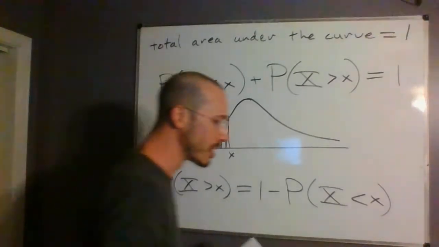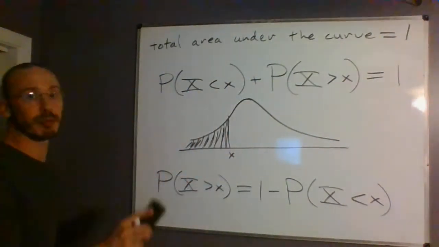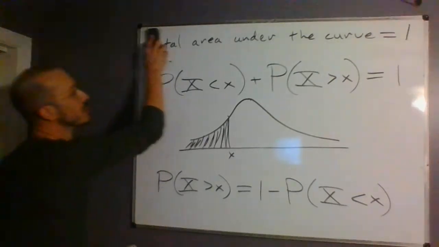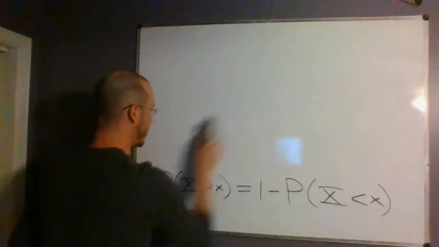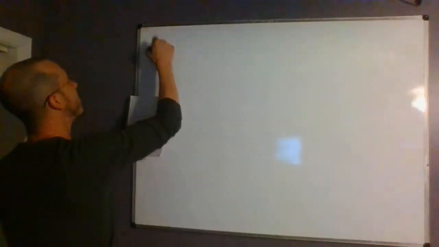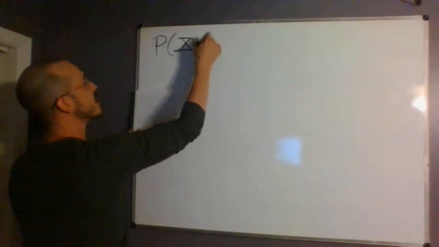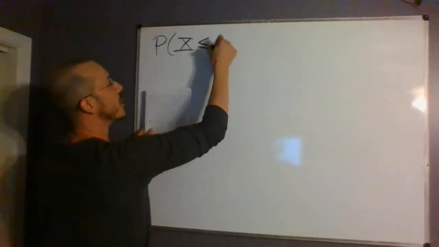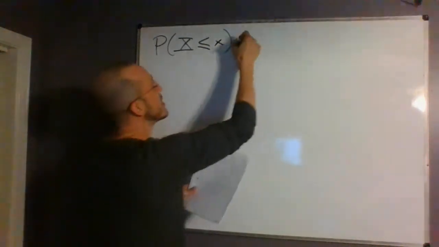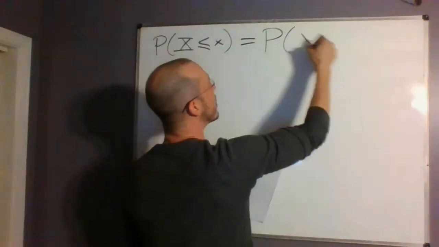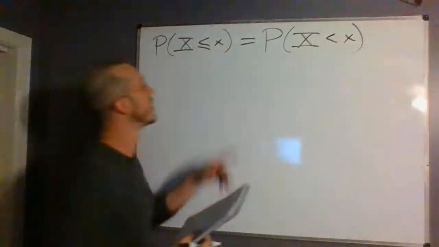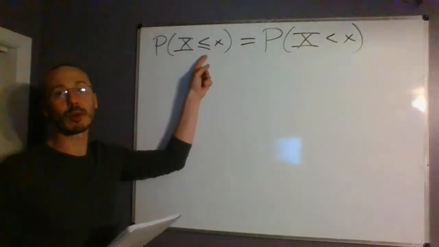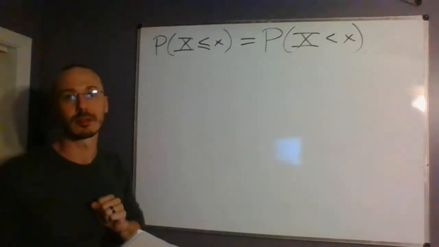Another aspect of probabilities with the normal distribution is that the probability that x is less than or equal to a particular x value is the same as the probability that the variable is less than. So that or equal to, doesn't matter.